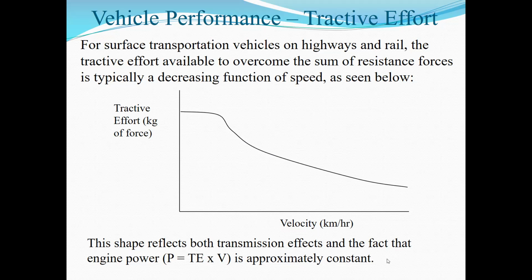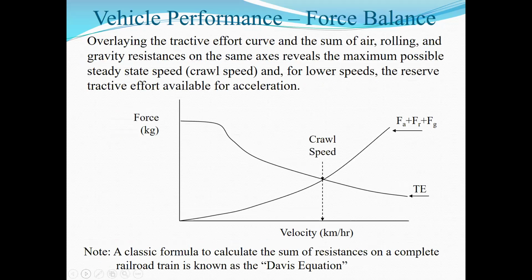And this shape basically reflects both transmission effects and the fact that the engine power is approximately constant. So this is sort of a chart that represents how much tractive effort you need at different speed levels. Okay. So now let's think about how that is used to come up with some kind of a cost model for tractive effort.